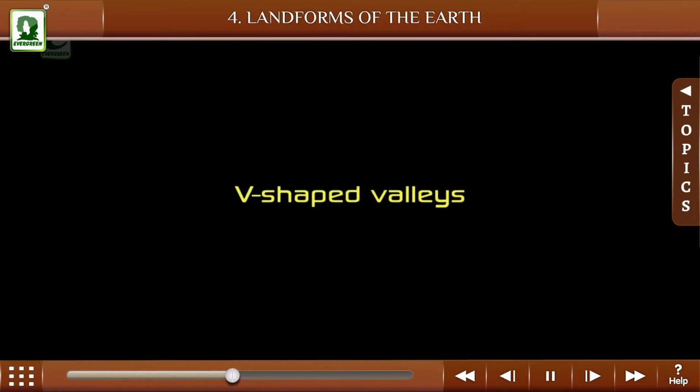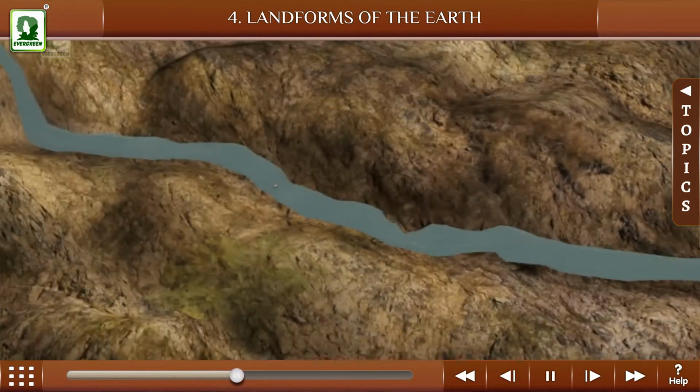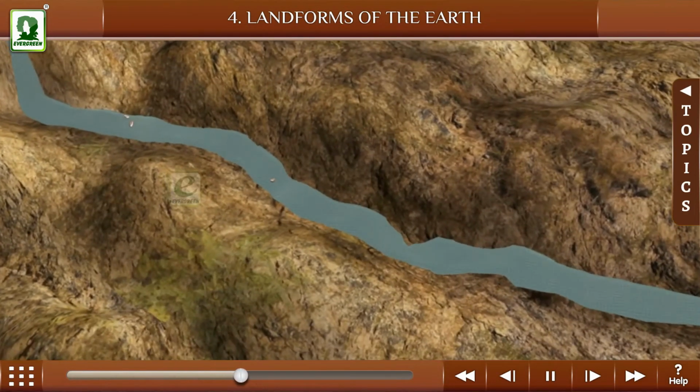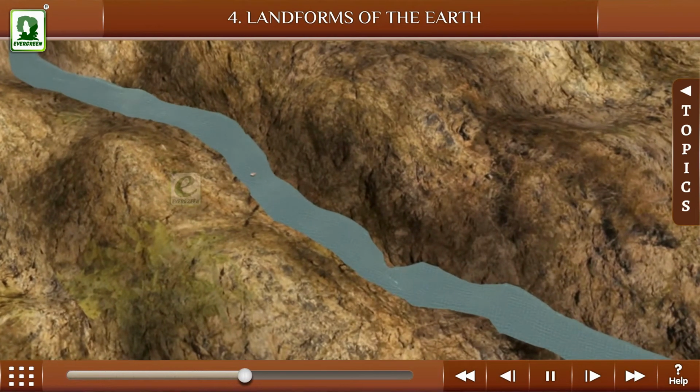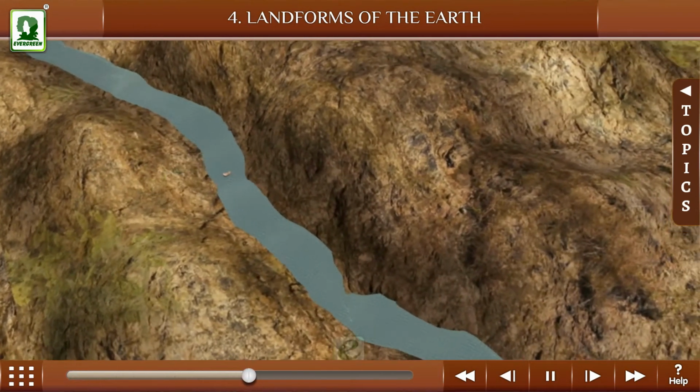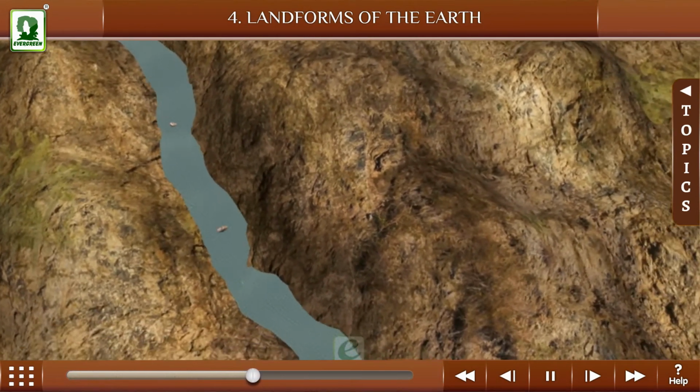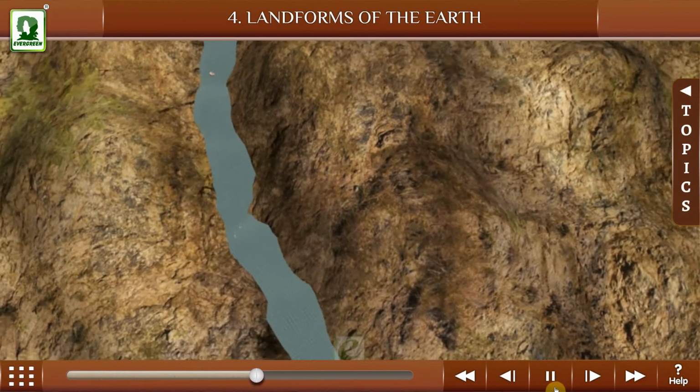V-shaped valleys. V-shaped valleys are formed by fast-moving rivers. As the rivers flow down the hill, the water has high energy to cut through rocks and cause erosion.